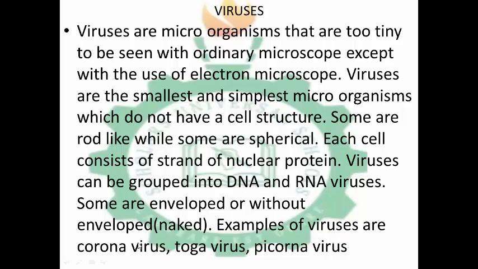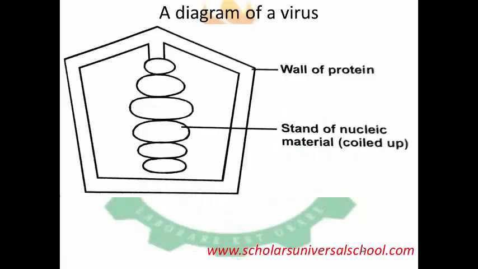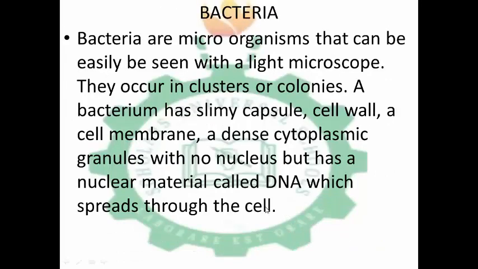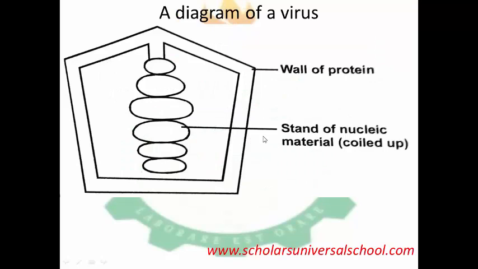Examples of viruses are coronavirus, which is out today, Togavirus, and Picornavirus, and there are many more examples to see. Now let's learn the diagram of a virus. As I said, they are the smallest and simplest. So you can see that there is not much labeling of the diagram due to being simple. There are not many structures present in them. So we have the wall of protein. You can see that this one is an envelope type of virus. That means it is with a cover, or with an envelope.